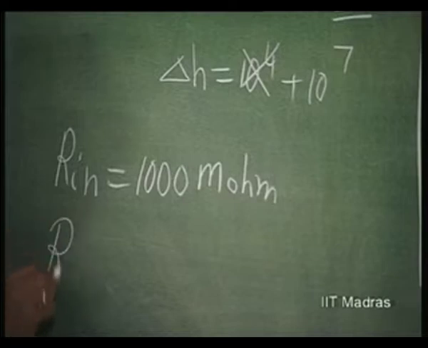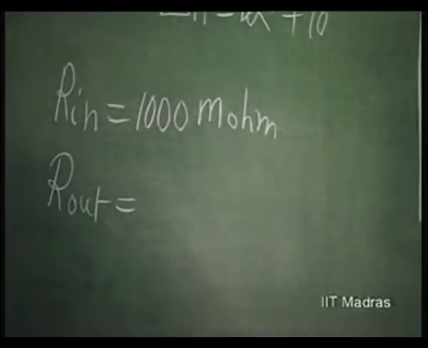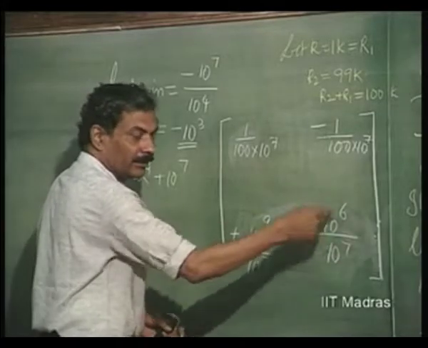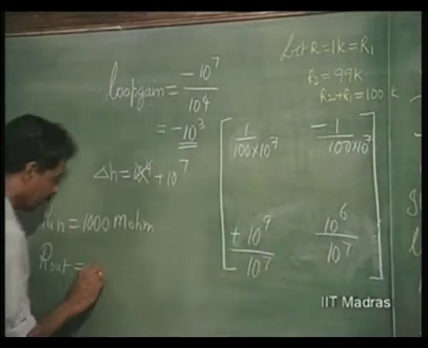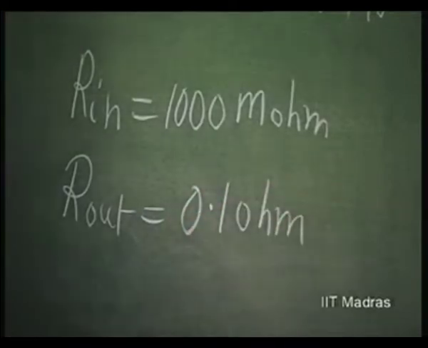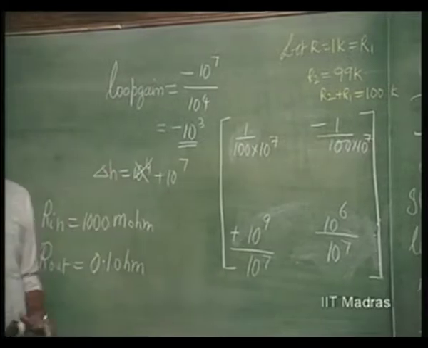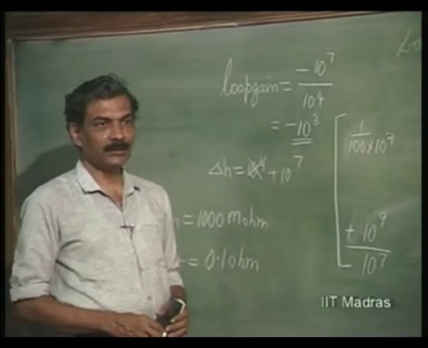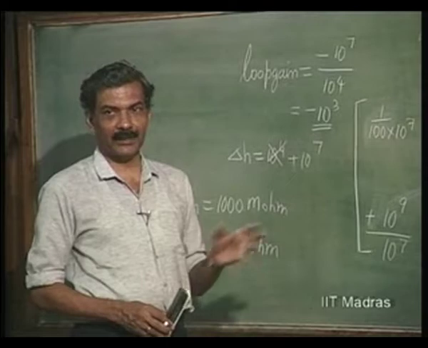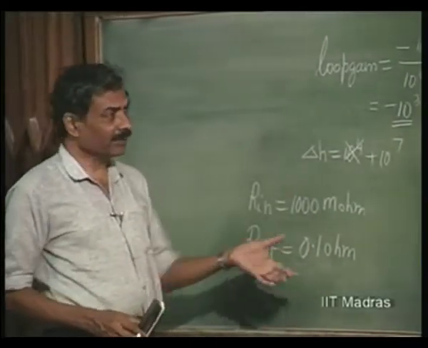Output. That is straight away given by 10 to the power 6 by 10 to the power 7, that is 0.1 ohm. See how low output impedance has become, almost an ideal voltage source, 0.1 ohm. Original output impedance was 100 ohms, that divided by 1 plus loop gain, that is 10 to the power 3, is the modified thing, that is it. So these things can be easily evaluated.